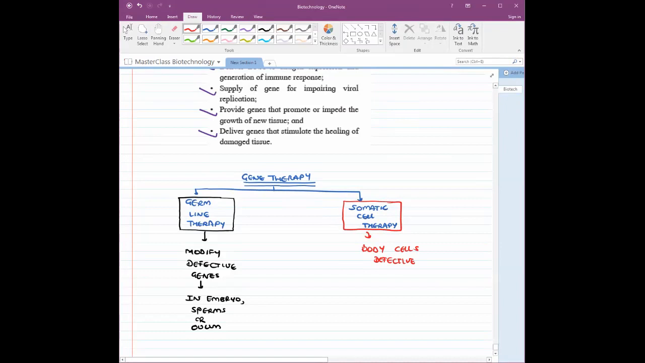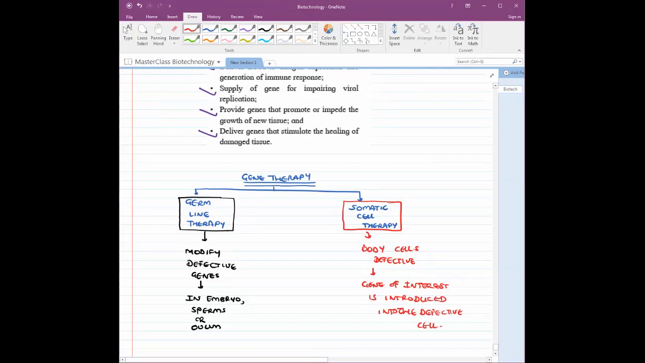And now, what are we going to do? The gene of interest is introduced into the defective cell, right in their location.